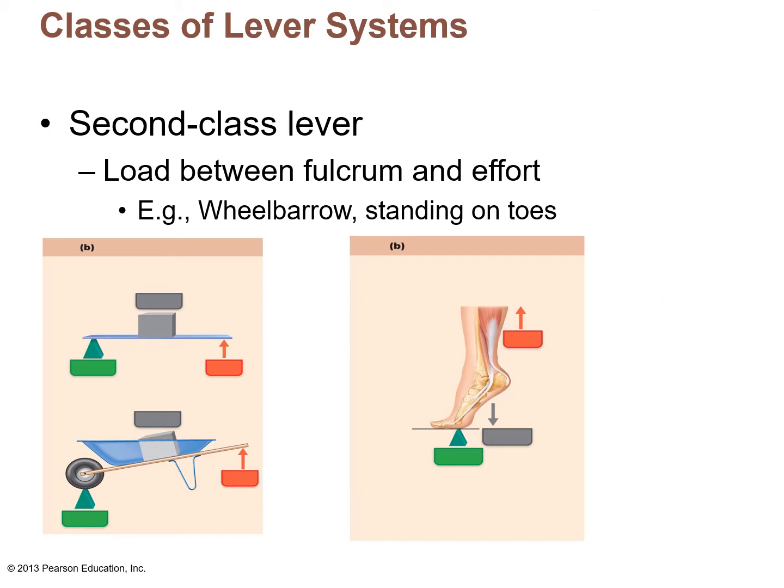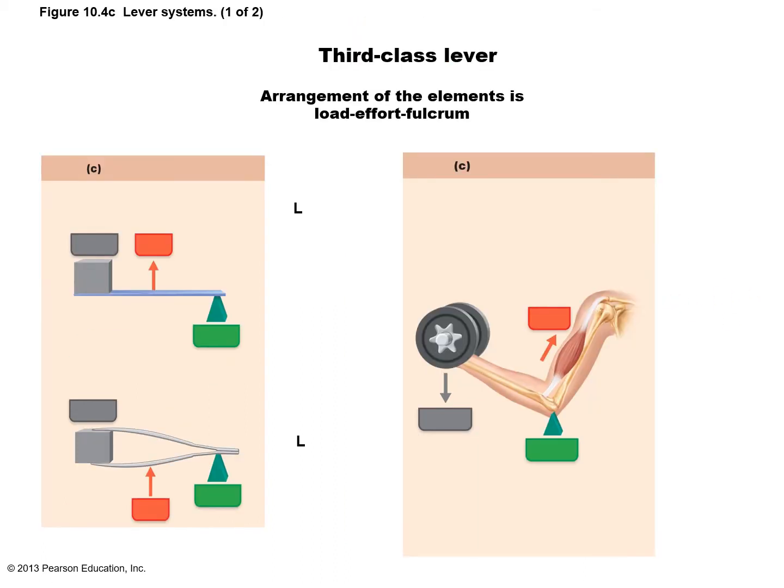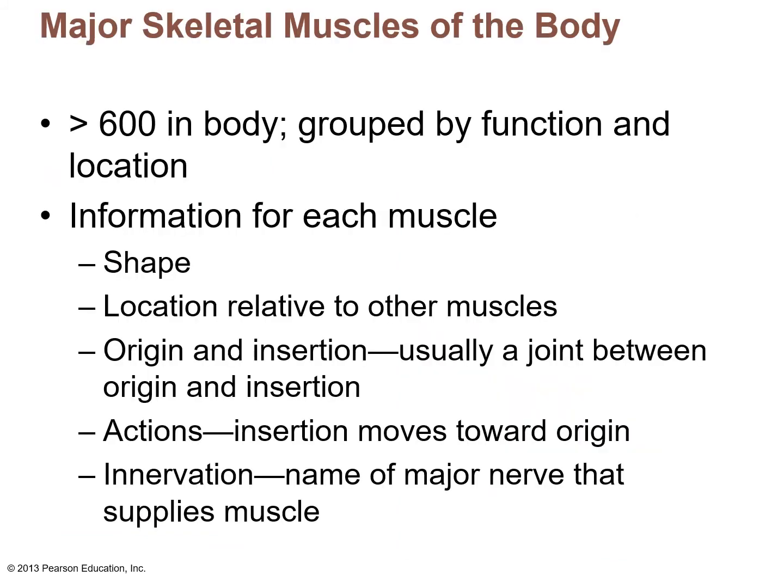So wheelbarrow is an example of a second-class lever. Third-class lever is where you have the fulcrum on one end, the load's over here, and the effort's coming from the middle. Most of your muscles operate under third-class lever systems, like lifting a weight, bending the forearm. There's your load there. The elbow is the fulcrum or the pivot point, and your effort is coming in front of that pivot point. So it's very much like a wheelbarrow. And like I said, most of your muscles operate under third-class lever systems.